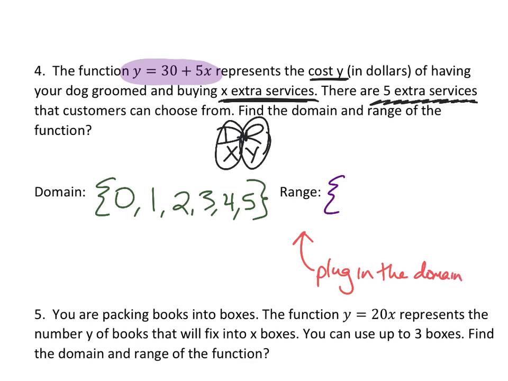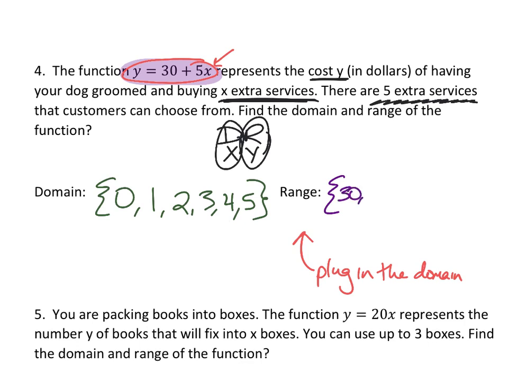If we plugged in our domain to this function, we're going to get the outputs, or the cost of taking our dog to the groomer. If you take your dog to the groomer, all you're going to do is type into your calculator this equation, but with different values of x. What's the first value of x you're going to use right there? 0. So 30 plus 5 times 0 is... Well, 5 times 0 is 0, and 30 plus 0 is 30.